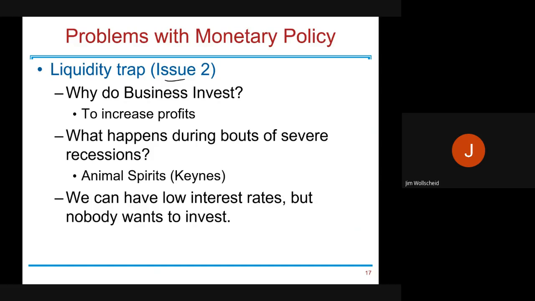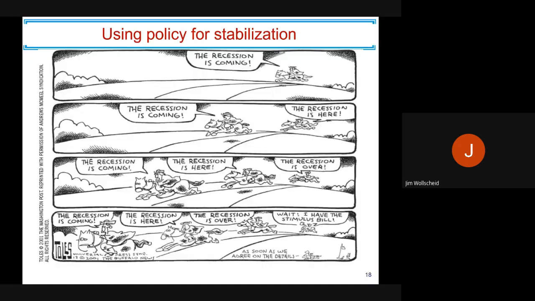So here was issue 2. Part of it, we talked about the animal spirits. As I said, we can have low interest rates, but nobody still wants to invest. Another issue is stabilization. It's probably the biggest. So I like to talk about it with a cartoon.